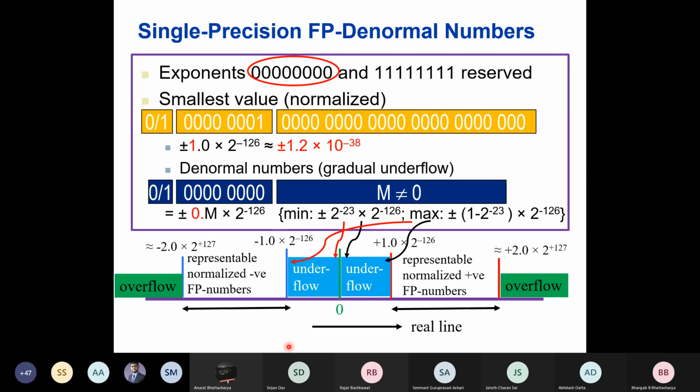Any question here? Once you understand this, you understand everything about floating point. Any doubt, questions?